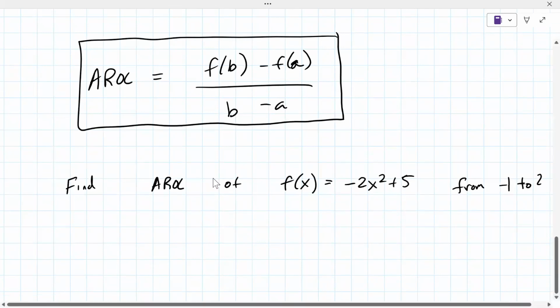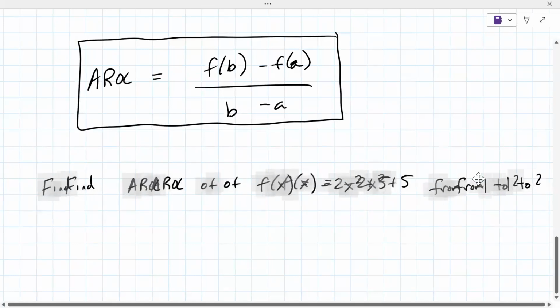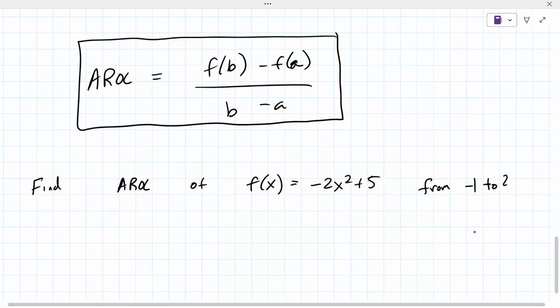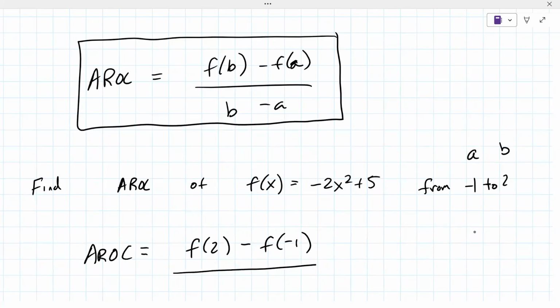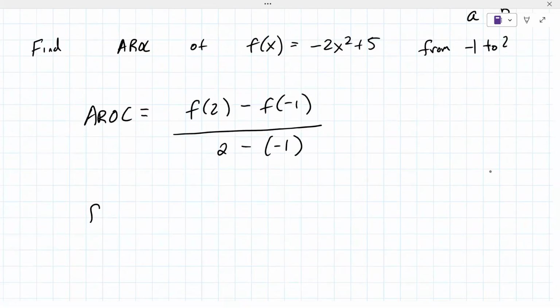Okay, so this is our first kind of full official problem here. This is A and this is B. A comes before B, A is left of B. So the average rate of change is f of 2 minus f of -1 over 2 minus -1, like that, which means you have to calculate f of 2. So I'd like you to do that for me, please. What is f of 2?